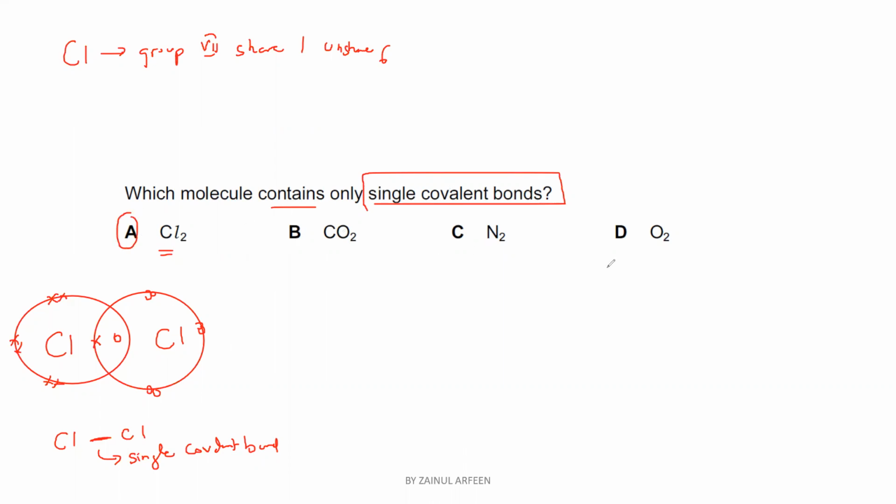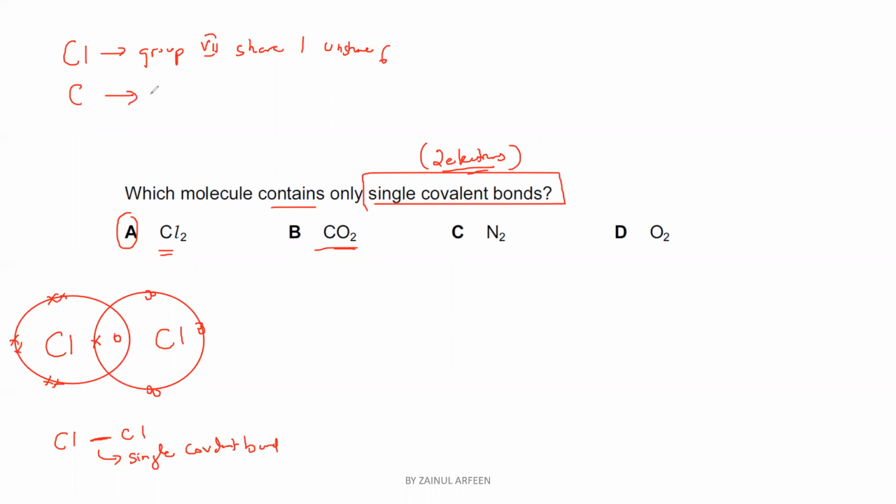But why not B, C or D? I will give a reason why it's not B, C or D. The single covalent bond means 2 electrons are shared between the atoms. The atoms can be identical, or the atoms can be different. That does not make a difference to a single covalent bond. So why is B not the right answer? I will draw the structure.